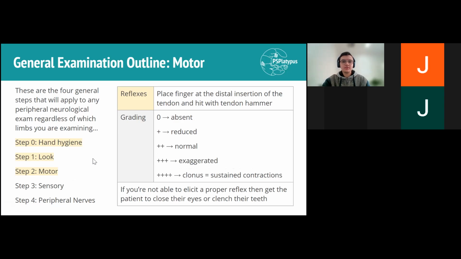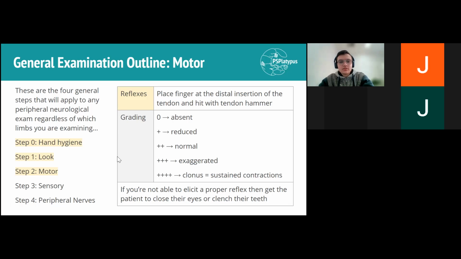Reflexes are really, if you get a chance to do this practically, it's a really cool thing to actually do. I'm not sure if you've seen videos, but all you're doing is putting your finger at the distal part of that muscle. So if you think about the biceps, this is where anatomy comes in handy. You're thinking about where does the biceps insert generally. Put your finger over that, and then your tendon hammer hits your finger, not the hammer directly most of the time. And the way you grade that is extremely simple.